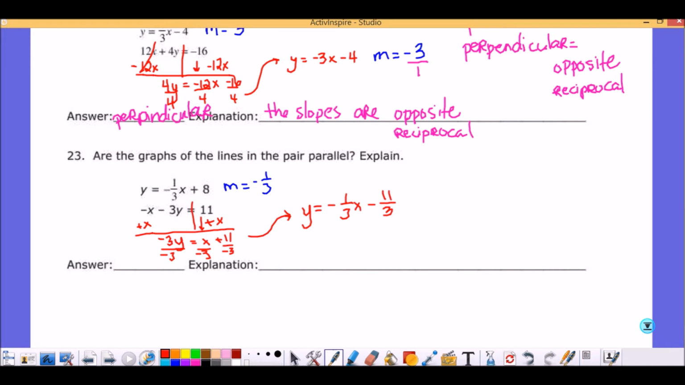So in this case, my slope here is also -1/3. So the answer is yes, it is parallel. Because what do you notice about the slopes? That's right, the slopes are the same. They're both -1/3.